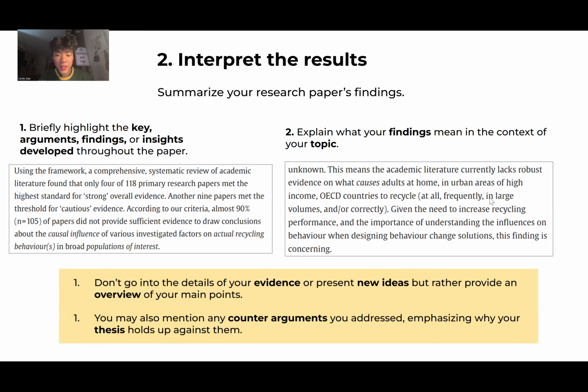Next, interpret your results. There are really two things happening here. First, briefly summarize key findings, arguments, or insights. Second, and this is arguably more important, tell the reader what those findings mean. The example found that very few of the reviewed studies provided strong enough evidence to support conclusions about the causal factors influencing recycling behavior. The authors then interpret that finding by explaining that the literature therefore lacks robust causal evidence.